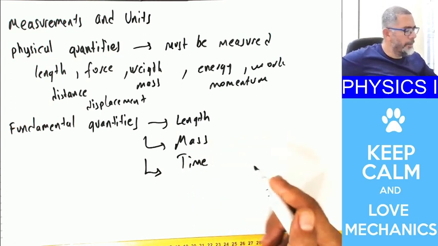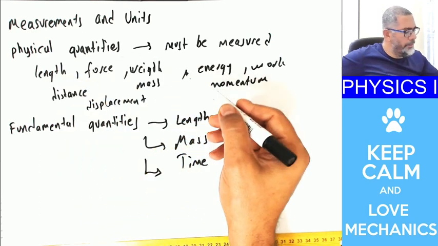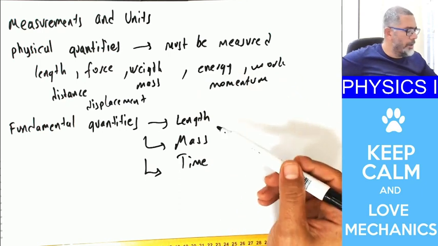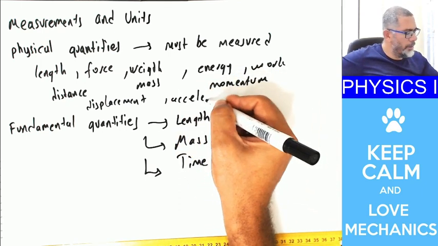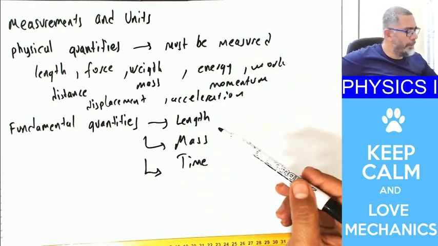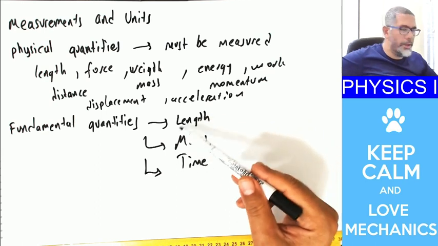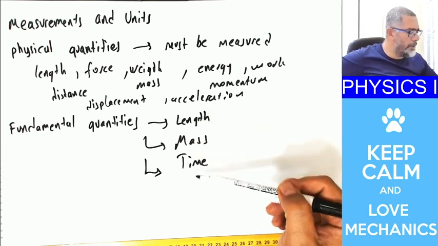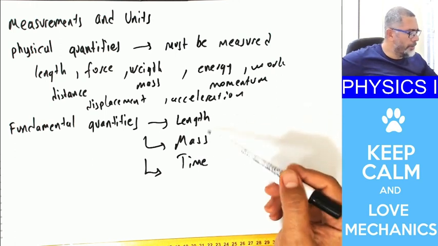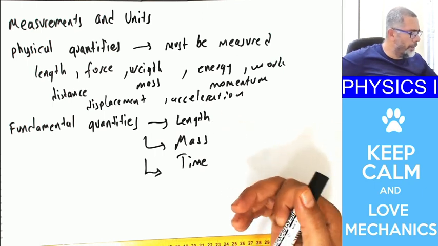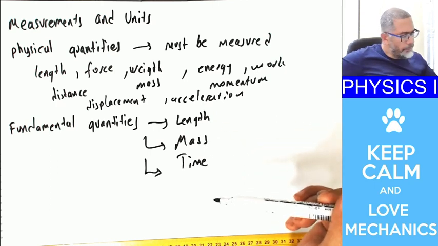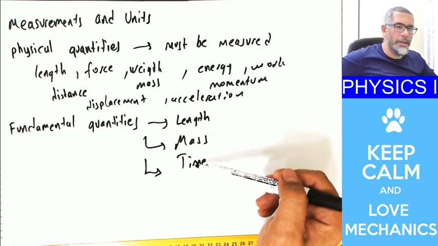It's very interesting that all of these quantities, length, force, mass, weight, energy, work, momentum, displacement, and let's add also acceleration, can be expressed by a combination of these 3 fundamental quantities. They are by themselves and cannot be expressed by any other quantities. They're very well-defined physical quantities. Every other quantity in physics other than these is called a derived quantity.